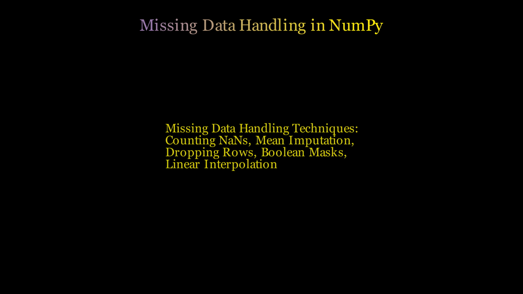Handling missing data is crucial for real-world analysis. We've covered detection, basic imputation, complete case analysis, masking, and interpolation. Each method has trade-offs between data preservation and making assumptions about missing values.